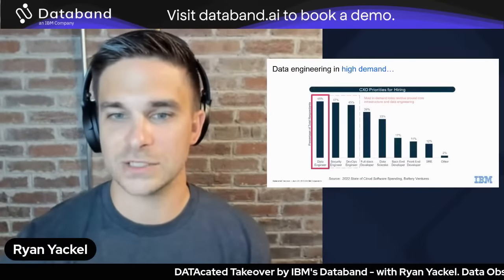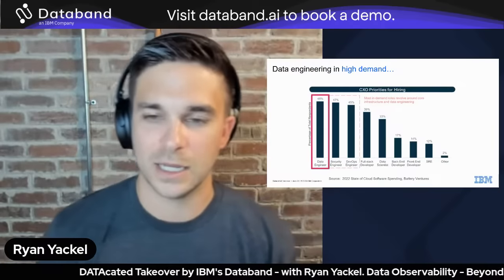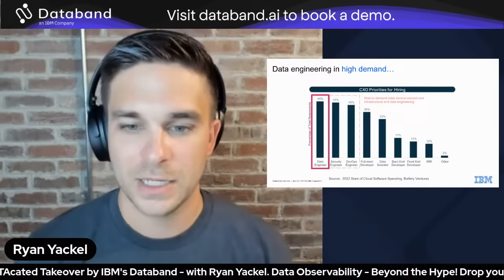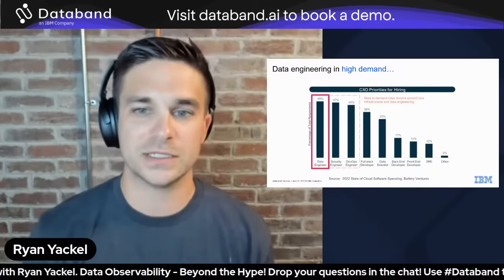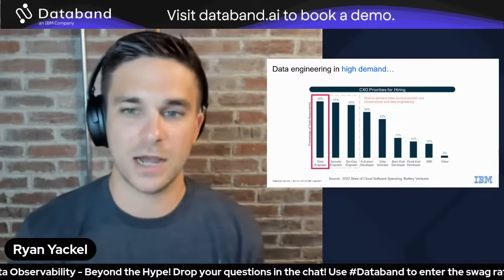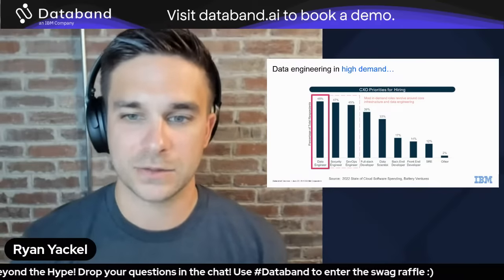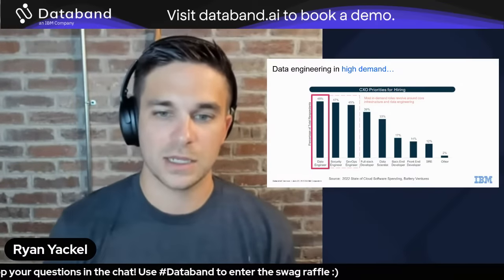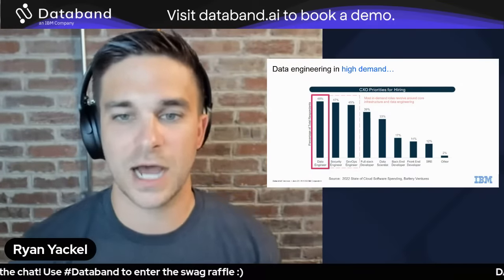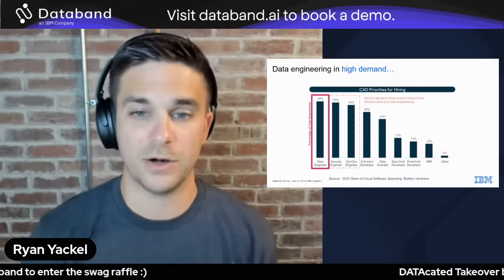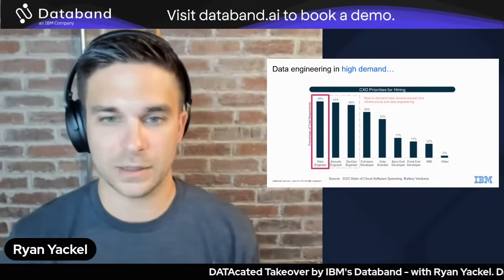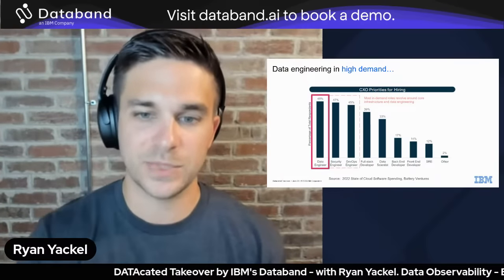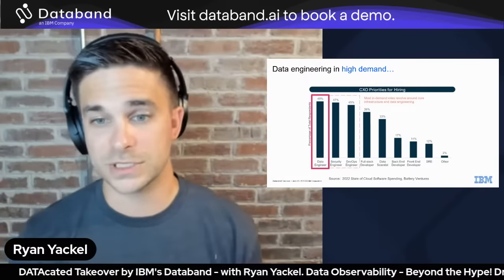But let's go ahead and get into the actual content for today. This is an interesting diagram that came out recently, from the 2022 State of Software Spending by Battery Ventures. One of the things they said was, if you look at the top priorities for hiring as it relates to CXO priorities, a data engineer was the top hiring position for 2022, and it actually beat out security engineering and DevOps engineering, which is pretty crazy.